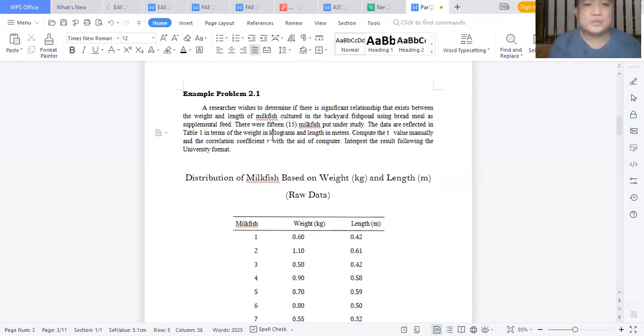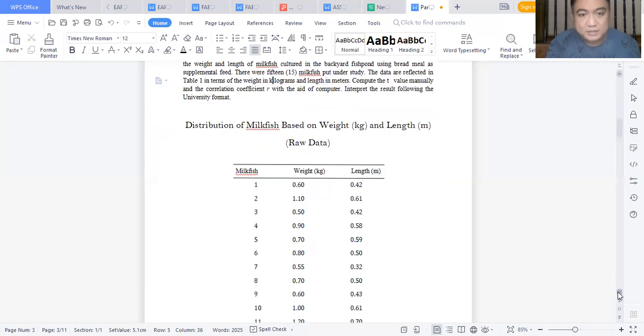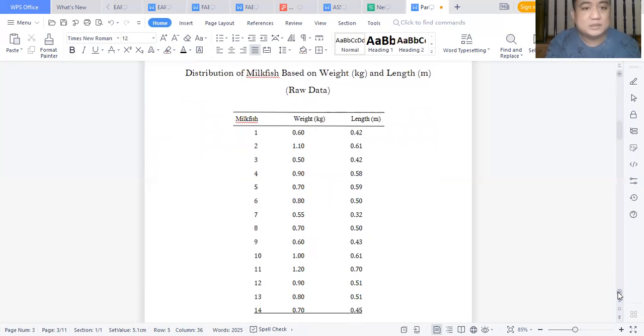A researcher wishes to determine if there is a significant relationship that exists between the weight and length of milkfish cultured in the backyard fish pond using bread meal as supplemental feed. So the question is, with the use of bread meal, will the weight and length of milkfish be affected? There are 15 milkfish under study. The data are reflected in Table 1, and these are the different data of the different milkfish.